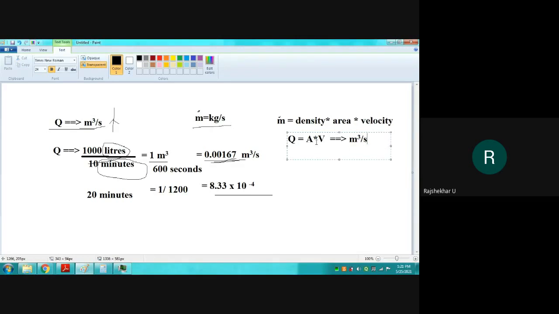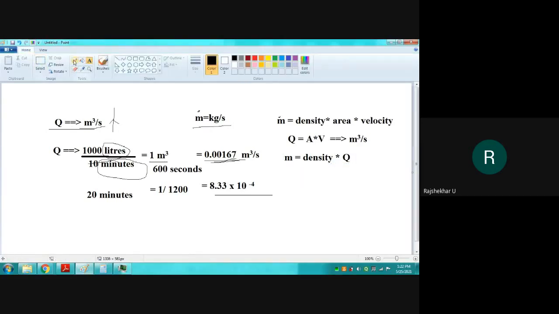Discharge across some cross-sectional area when the water is flowing with some velocity v. So now I can write in the above equation, m dot is equal to density. I'll write density only because here I cannot write the symbol. Density into Q. So here it has to be m dot. So m dot is equal to rho into Q.